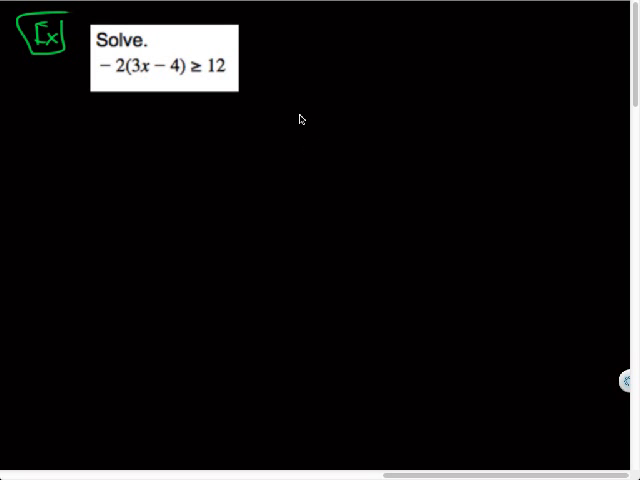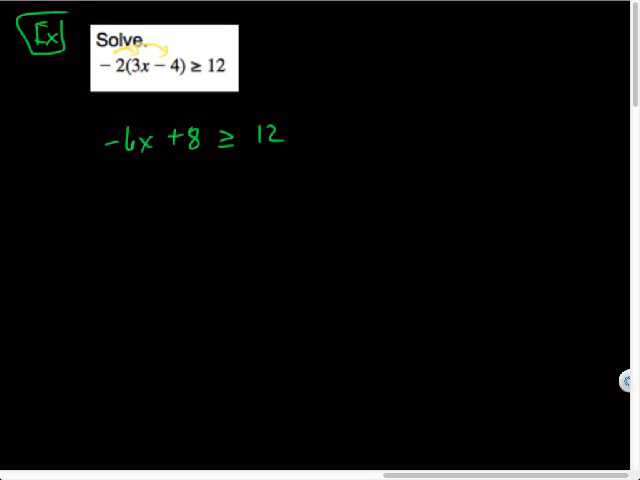Or you could distribute. Now, if these were absolute value, would I have been able to distribute? No, and I would have had to divide by -2. So either of those techniques work. In fact, if you want in your notes to do the divide by -2, that's fine. I'm going to do this distribution just because I like distribution sometimes when I can do it. So -2 times 3x is -6x. -2 times -4 is +8 is greater than or equal to 12.